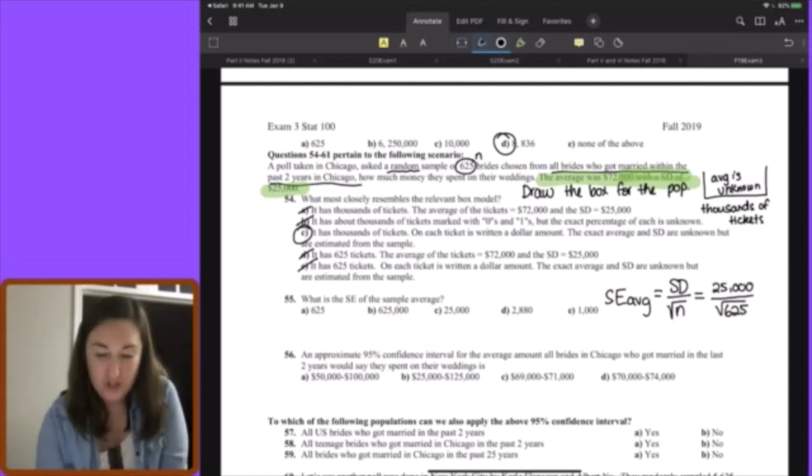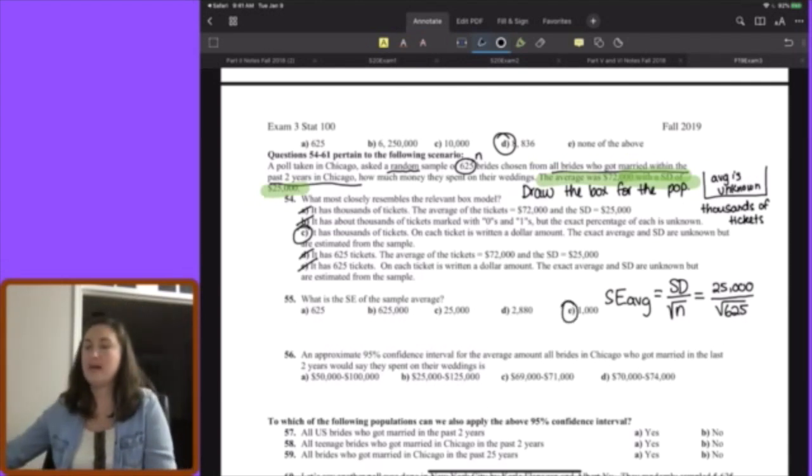So this should be 25,000 divided by 25, right? 1,000. Standard error is about 1,000.